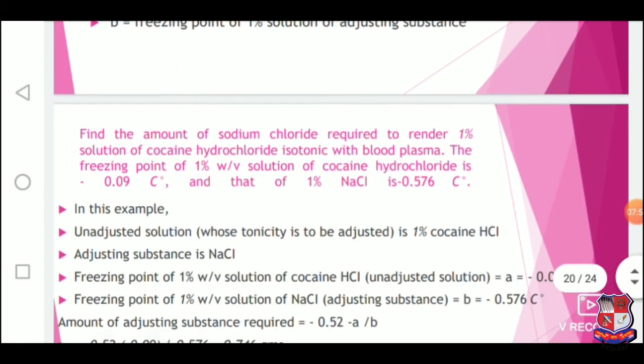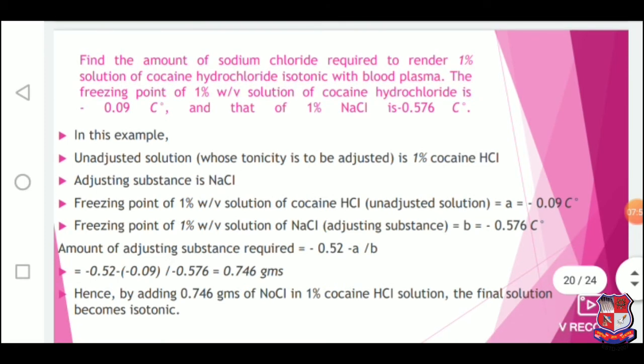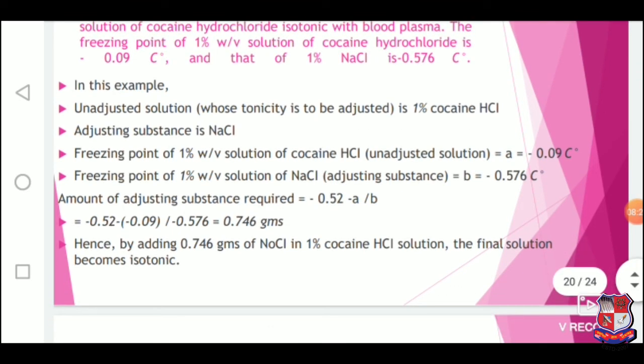This is an example of how we can deduce the amount of NaCl required to produce the final isotonic solution. Based on that, we have to calculate the freezing point of a 1% solution of cocaine, and the freezing point of a 1% weight by volume solution of NaCl. So, the amount of adjusting substance required, based on calculation, is 0.746 grams of NaCl in 1% cocaine solution. This will become isotonic in nature.